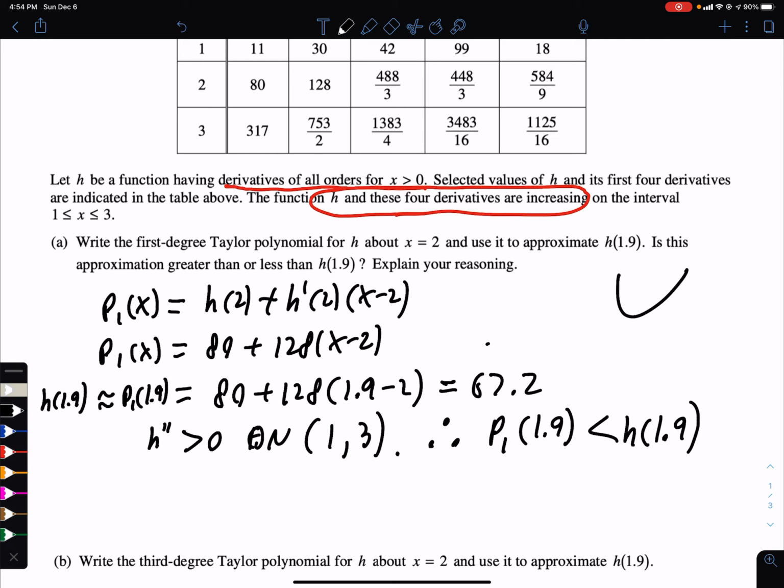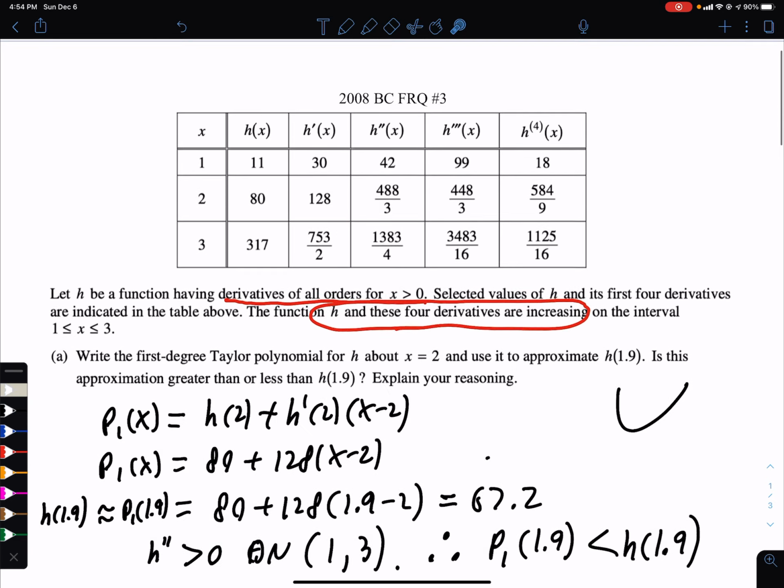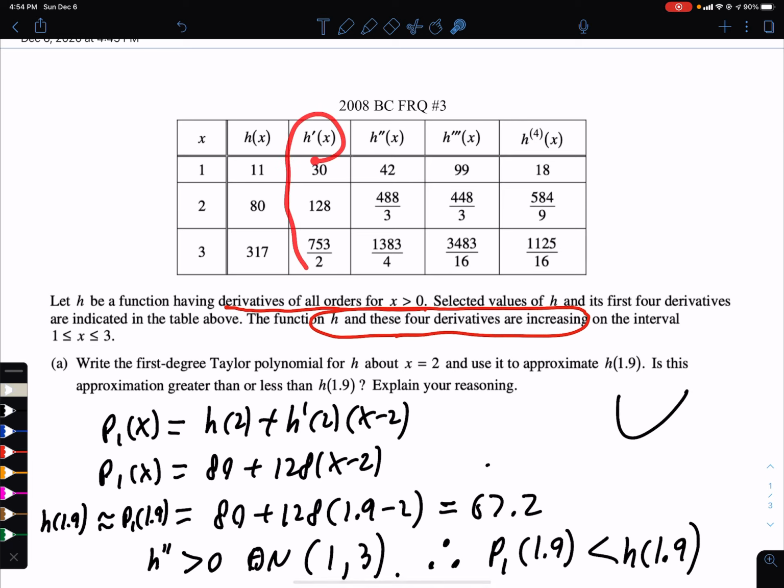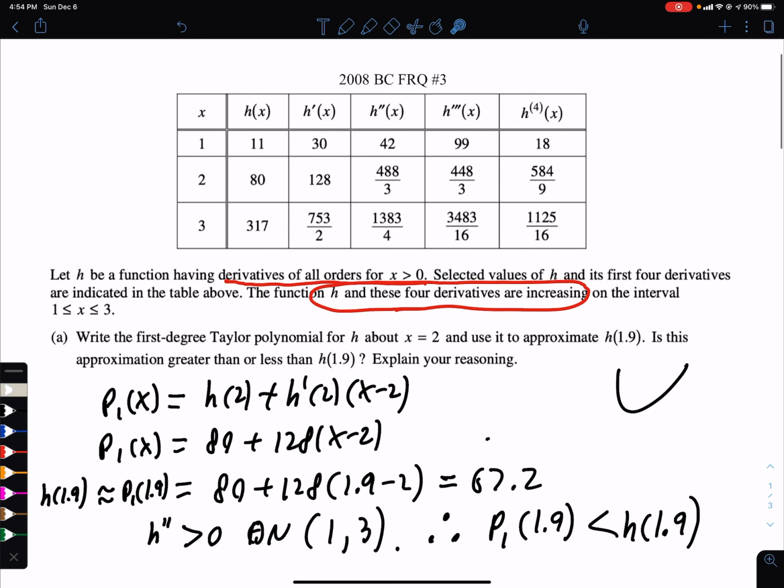And there are other ways to get this. You could also say, and this is what the solution said, since h is increasing, therefore h double prime is positive. Because if any function is increasing, its derivative is positive. So you can use that logic also. But just looking, it starts at 42, is increasing, so it's going to be positive in our region.